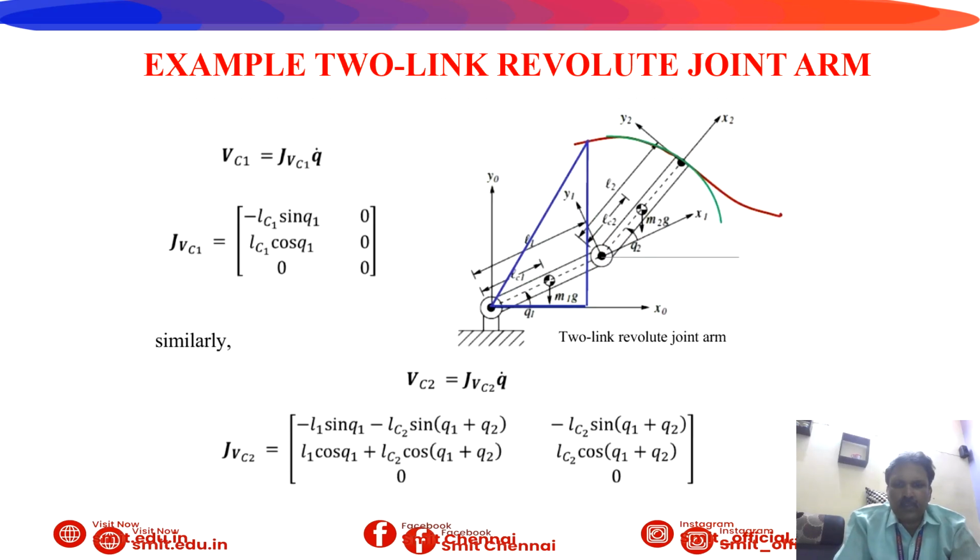Then minus LC2 sin(Q1 plus Q2), LC2 cos(Q1 plus Q2), then followed by 0. So these are the basic conditions you have to take into account. So for the same thing, VC1 we are writing, as well as we are writing for VC2 also, that is JVC2 and Q dot.